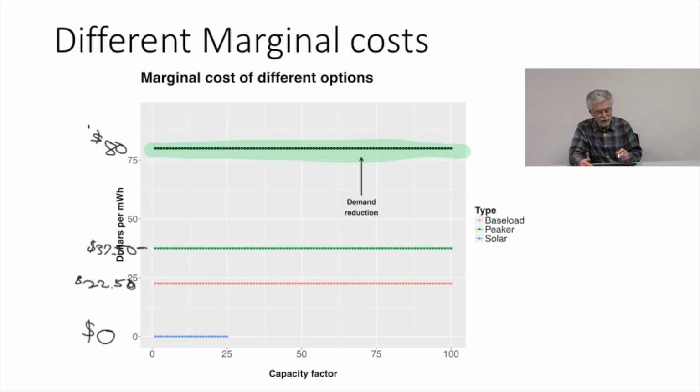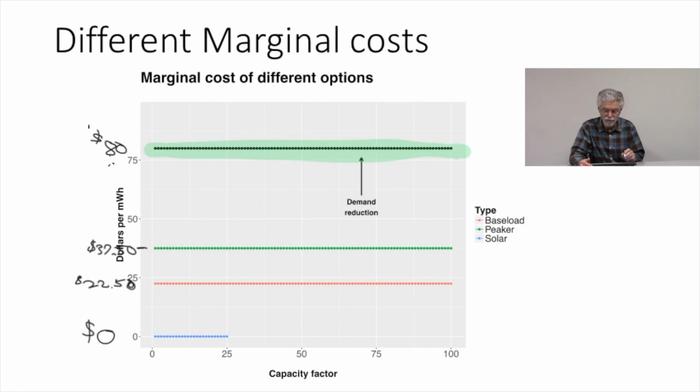So now we have our four generation technologies. Here are the marginal costs for the different generators. At the very top, we have demand reduction. That's $80 per unit of demand reduction.